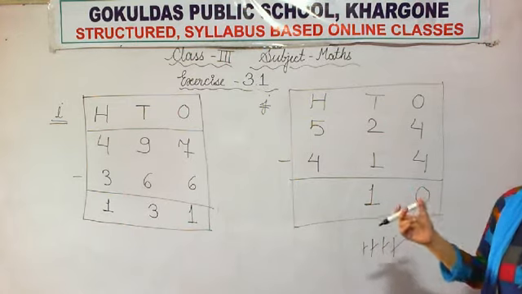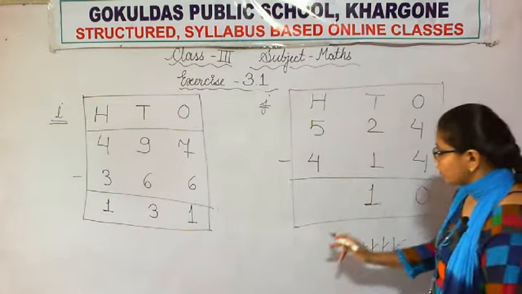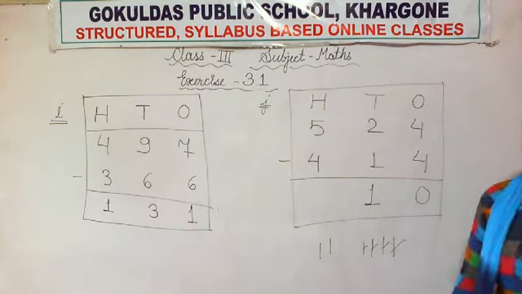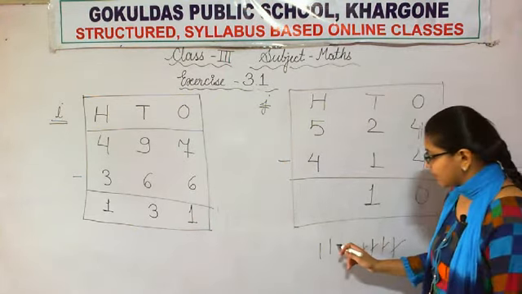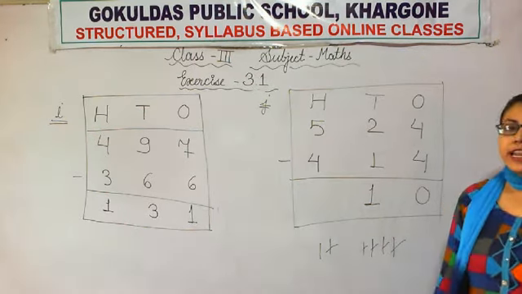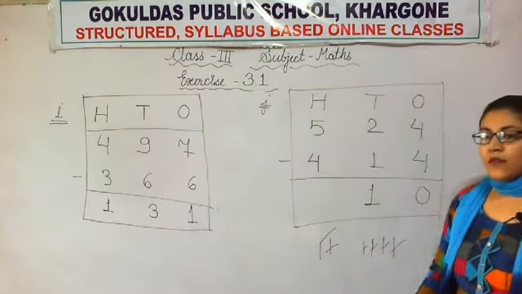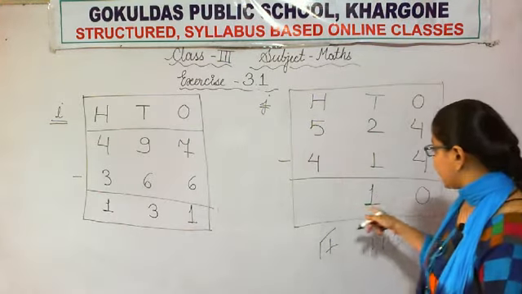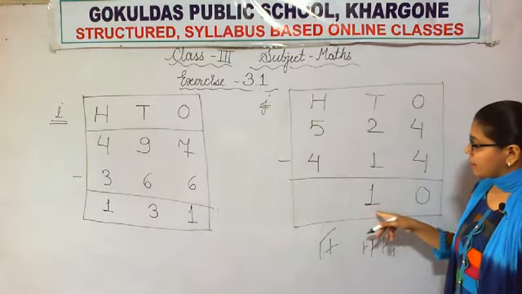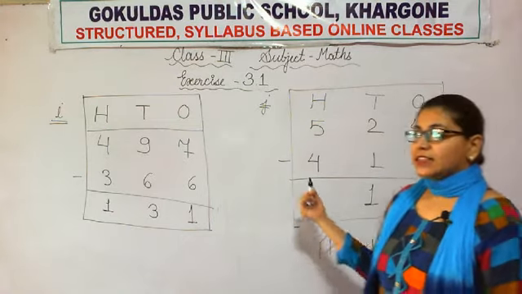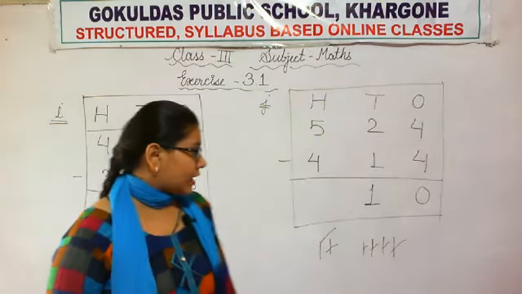Or we can check by drawing sticks also. We will draw 2 sticks minus 1, so we will cancel out 1 stick. Now we will count the remaining sticks. 1 stick is left, so we will write the number 1. See, number 1 is already written. So this is how we can prove our properties also.